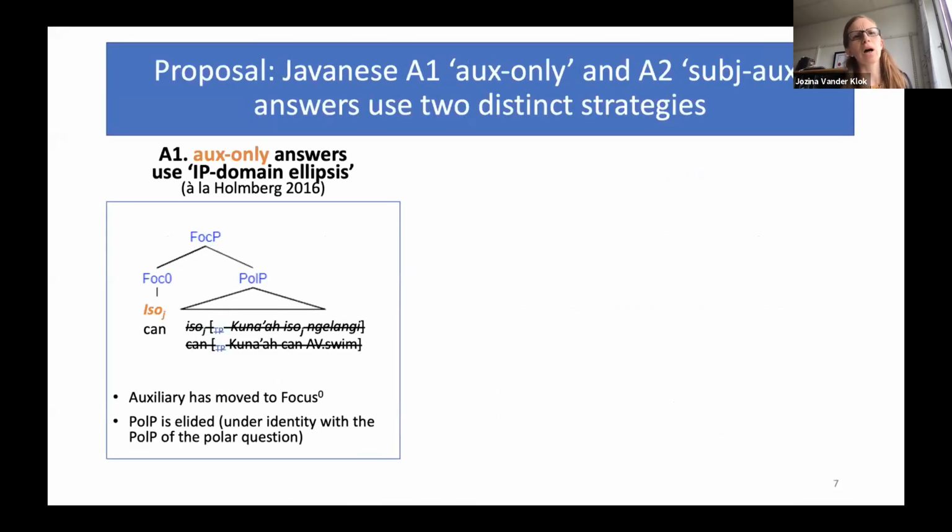So what I will argue in this talk is that A1 auxiliary only and A2 subject auxiliary answers actually use two distinct strategies. I propose that auxiliary only answers use what I term IP domain ellipsis, where the auxiliary has moved to a focus position in the left periphery, and then this polarity phrase is elided under identity with a polarity phrase of the polar question.